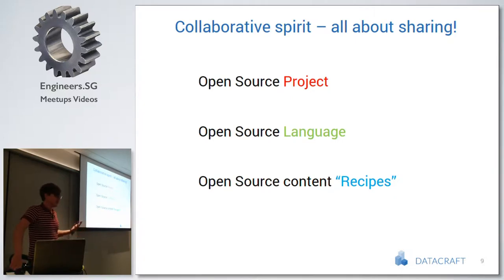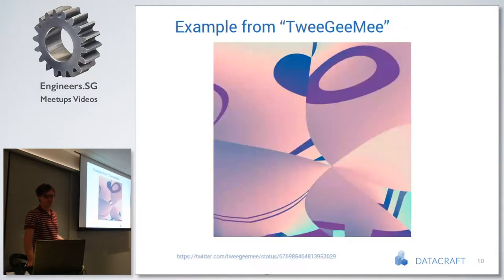It's using obviously Clojure as an open source language, and there's almost a set of open source recipes of how to create some of these images. And a nice example of this is a guy called Roger Allen took this library and turned it into a Twitter bot called TweegeeMe. Yeah, and it creates all of these weird and fantastic images. And it does it not by any sort of manual process, but by genetic algorithms. So the images almost get bred together.